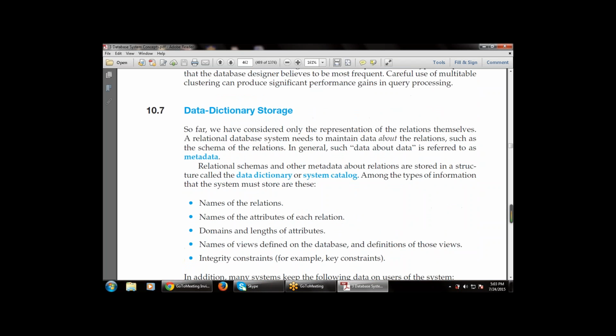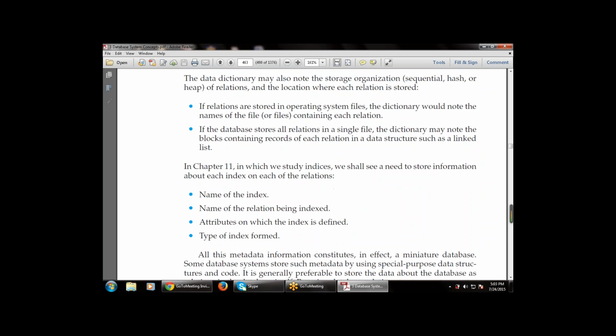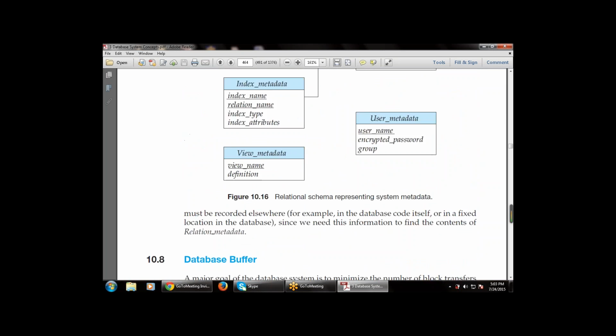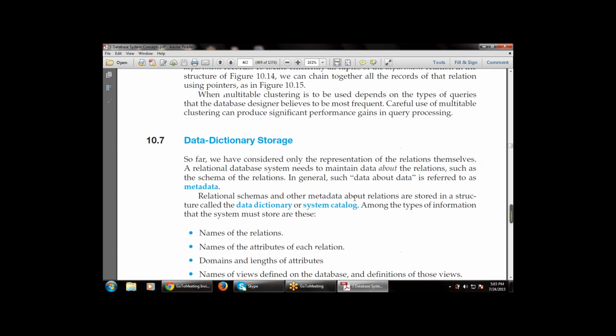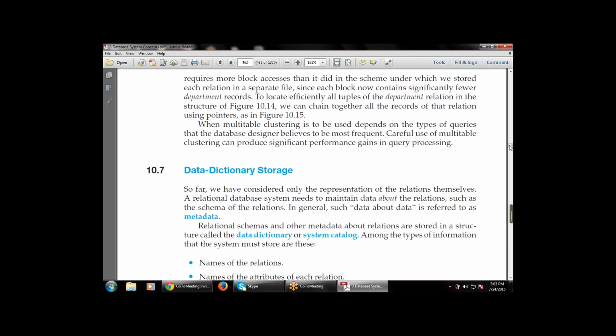Next is the data dictionary storage, that is how to store the data in a data dictionary. That is the next topic that I'm going to start after the break. So let's take a break right now, then move to this topic, the data dictionary storage.